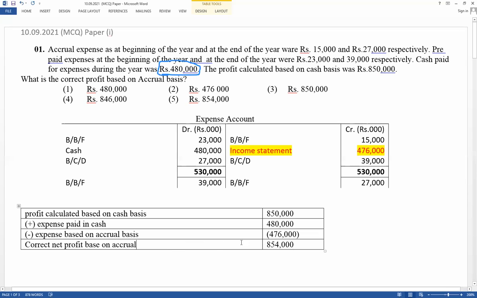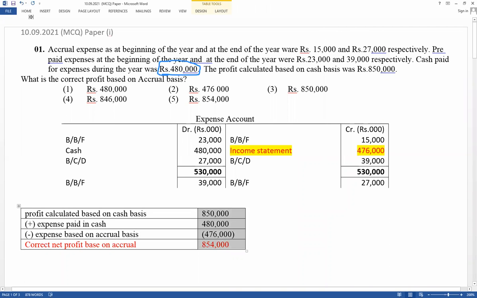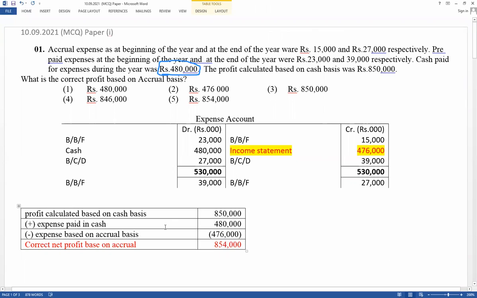Therefore, very important: accrual basis versus cash basis. Only the cash flow statement should be prepared on a cash basis. Under cash basis, income and expenses are considered as cash paid and cash received amounts. But under accrual basis, whether cash is paid or not, the value for the year should be considered as income and expense. Therefore, question number one, answer 5.